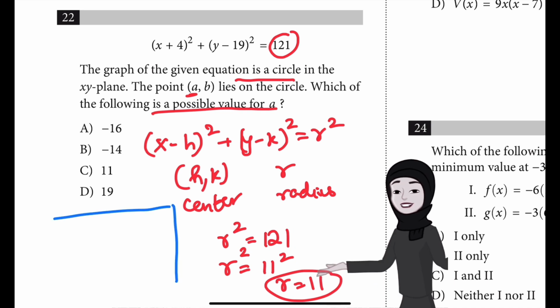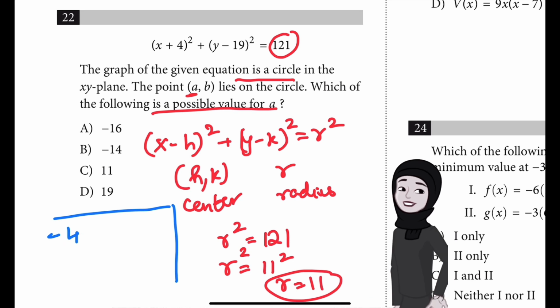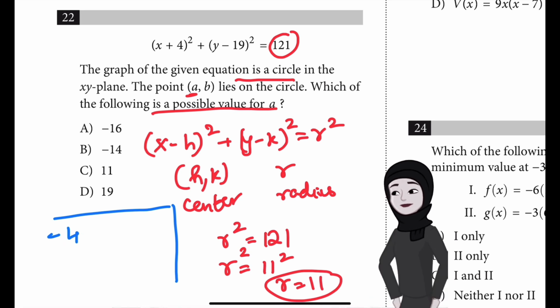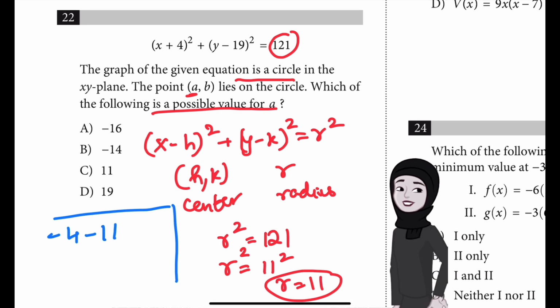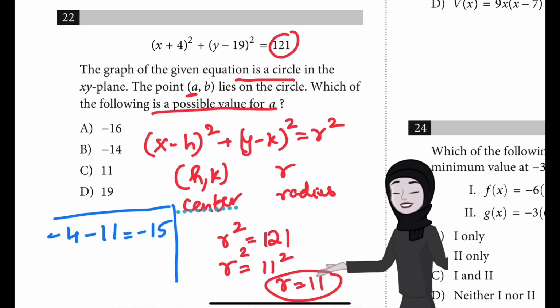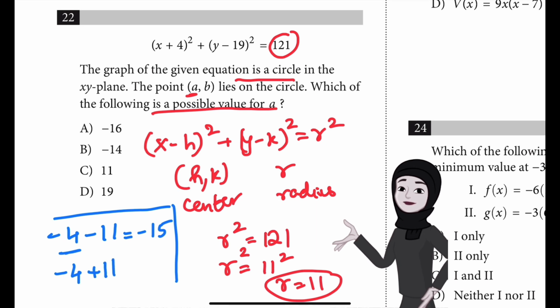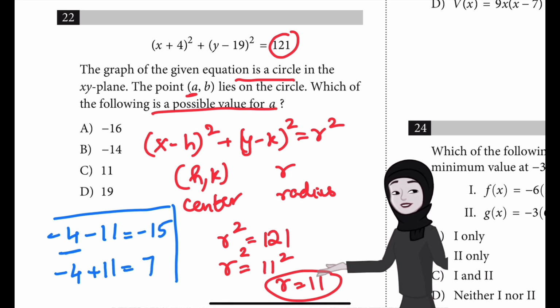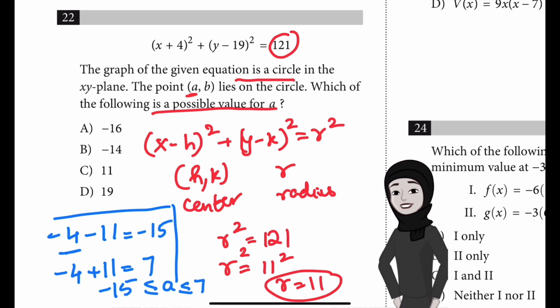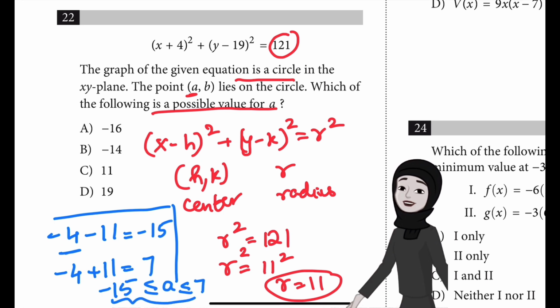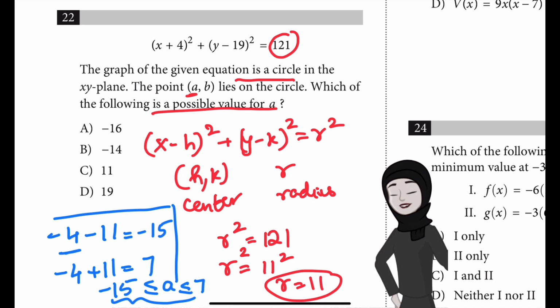Since the center of the circle has an x coordinate of −4 and the radius of the circle is 11, the least possible x coordinate for any point on the circle, if I subtract 11, −4 minus 11, will give me −15. This is the least possible value for the x coordinate, because I am going 11 units away from the center. And what is the greatest possible x coordinate? −4 plus 11 simplifies to 7. So I have to choose any point which lies between −15 and 7, and −15 and 7 themselves are also possible, but these are the maximum and minimum values.